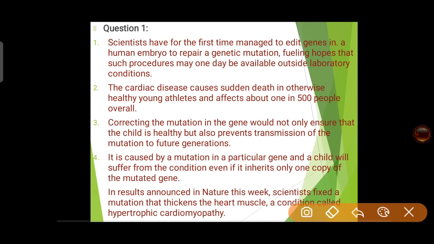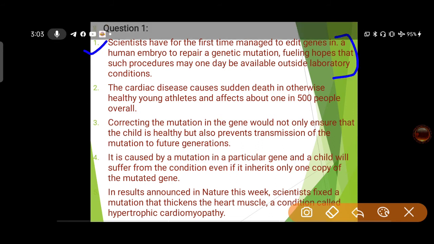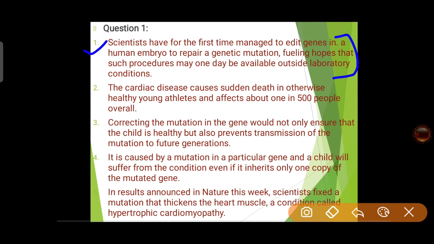So in the very first sentence we found that this is an independent sentence, means there is no pronoun used, and this is totally fine. It has the ability to be in the first place of that sequence. And the next one, the cardiac disease. Cardiac disease means the disease which are related to cardiac, means heart. Okay, causes sudden death in otherwise healthy young athletes and affect about 1 in 500 people overall.